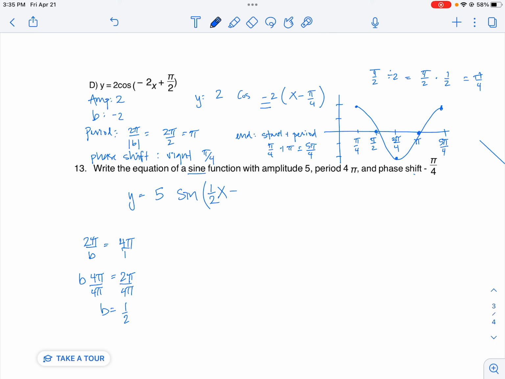So negative pi over, well, we've got to figure out exactly what that needs to be and work backwards. If I will end up factoring out 1/2 x minus pi over 4, that's what I want it to look like, then in the beginning what it needs to be is pi over 8. Here is the graph, the equation for a graph that will have an amplitude of 5, a period of 4 pi, and a phase shift of negative pi over 4.